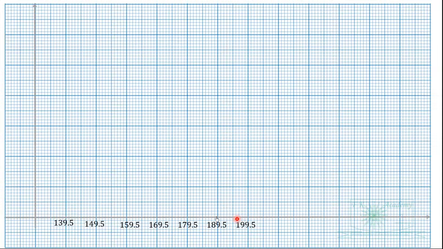Then on the vertical axis, we use 2 centimeters to 2 units. So every 2 centimeters is 2 units. That's what you are seeing here. We label the axes: height in centimeters for the horizontal one, then number of students for the vertical. Then we can now draw our histogram.